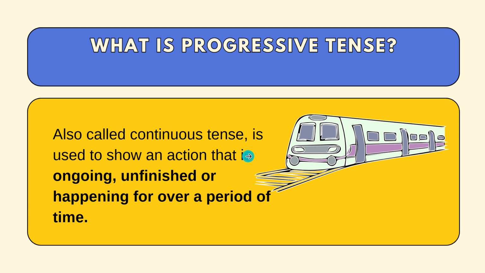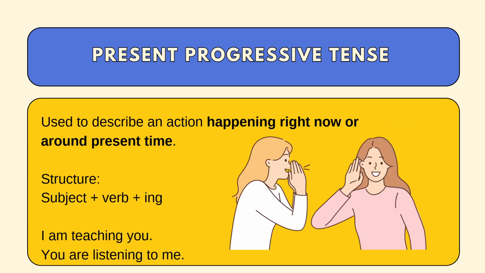So what is progressive tense? It is also called continuous tense and it is used to show an action that is ongoing, unfinished, or happening for over a period of time. So let's look at present progressive tense. Present progressive tense is used to describe an action that is happening right now as we speak.